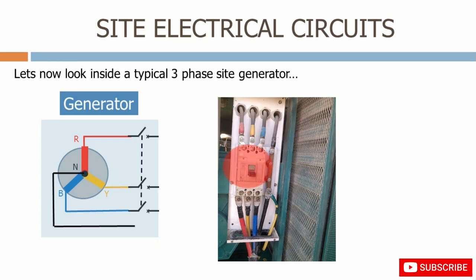We then have the generator circuit breaker. This protects the generator from any external faults, and is set to trip if the maximum current drawn by the system exceeds the rating of the generator. The generator circuit breaker switches the red, yellow, and blue phases. The neutral connection is not switched by the circuit breaker, and instead has a disconnecting link.